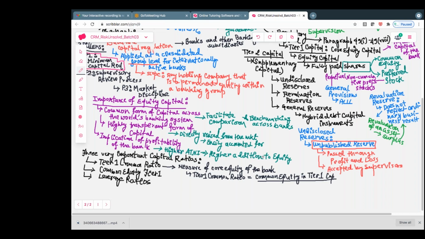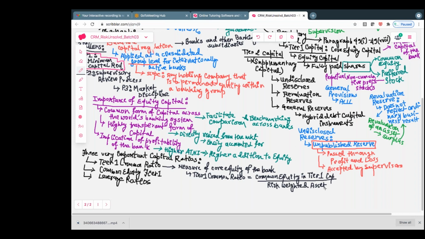So common equity in tier one capital divided by the total size of the risk weighted assets, or the RWA as we call it. This shows that out of the total risk weighted assets that the bank has on its books, how much can be absorbed by the common equity tier 1 capital, by the equity that the bank has. So the tier 1 common ratio is the common equity in tier 1 divided by the risk weighted assets.